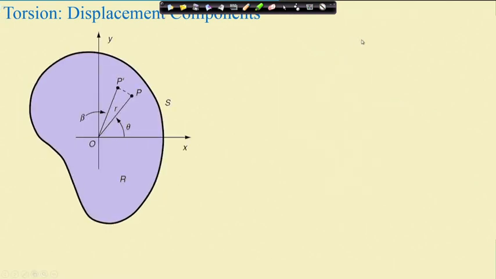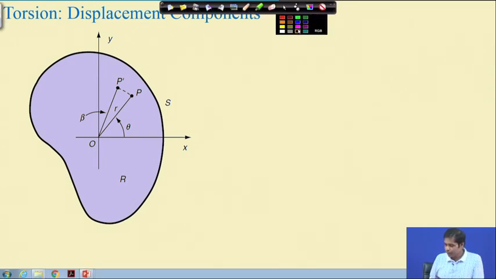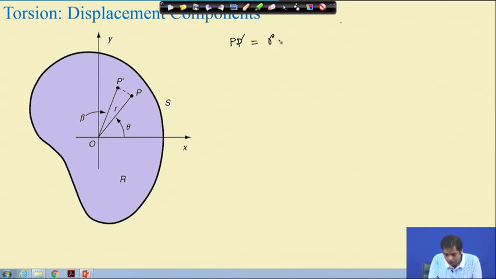Now, take this diagram. If we see, then PP dash will be r into beta. This distance is r into beta. This r into beta is essentially the total distance travelled by P, or the deformation at point P.